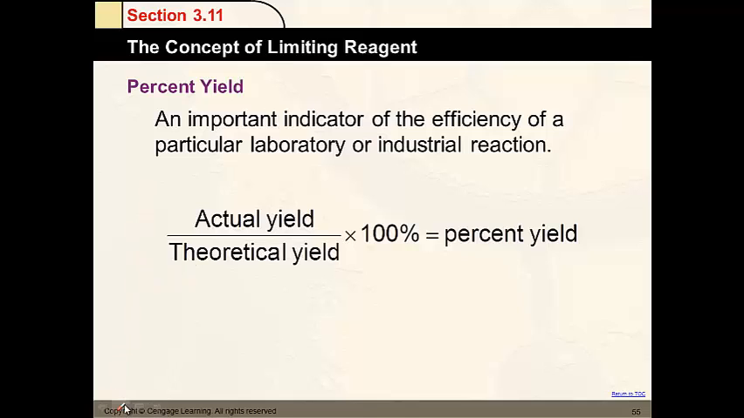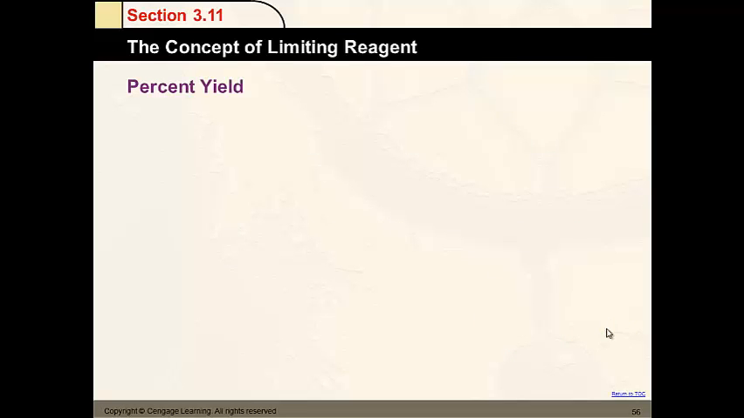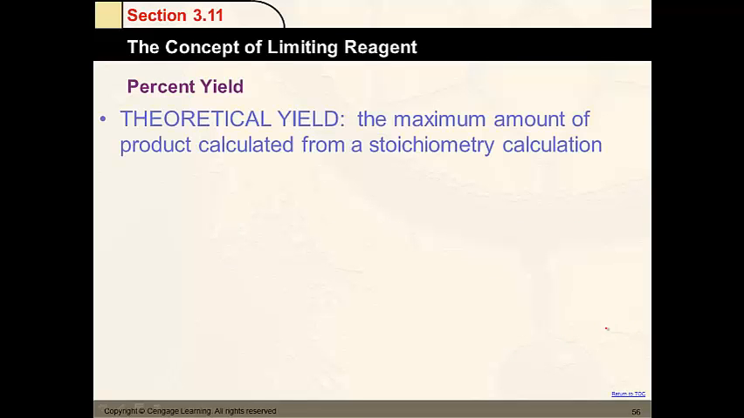Now, we've done a different percentage in the past. We've done percent error. And in percent error, we wanted a very low number. In percent yield, we want this value to be a high percentage, which indicates more success. So a higher percentage is better. There are some terms that go along with this.